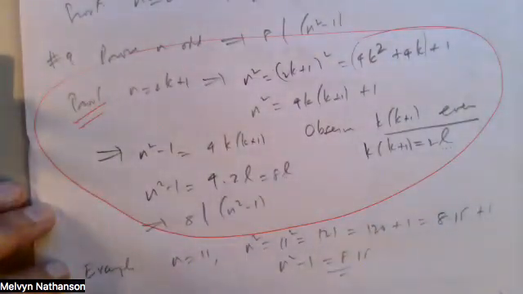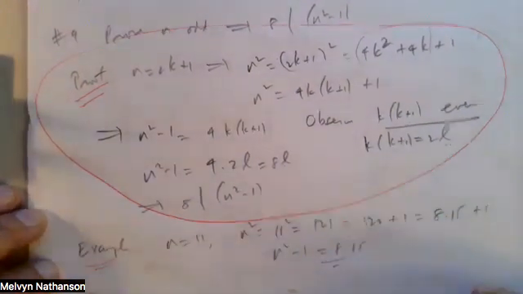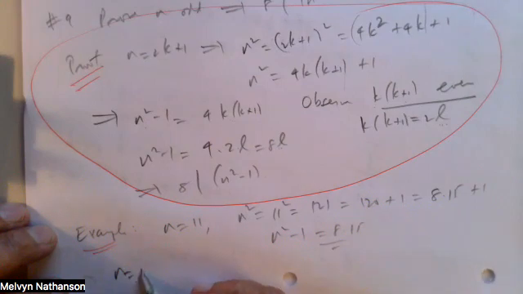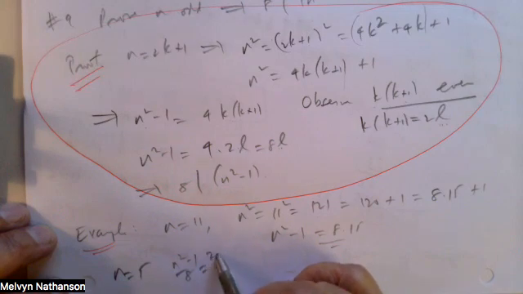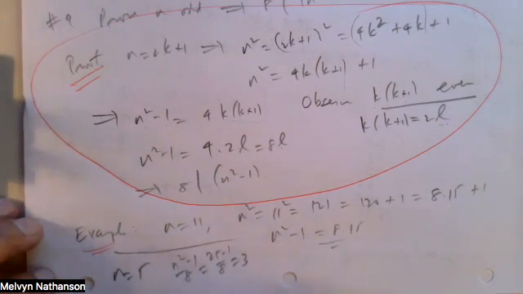Do you understand the difference? This is a proof. This is an example. Choosing n equal to 5 and computing n squared minus 1 over 8, getting 25 minus 1 over 8, which is an integer 3, is another example.